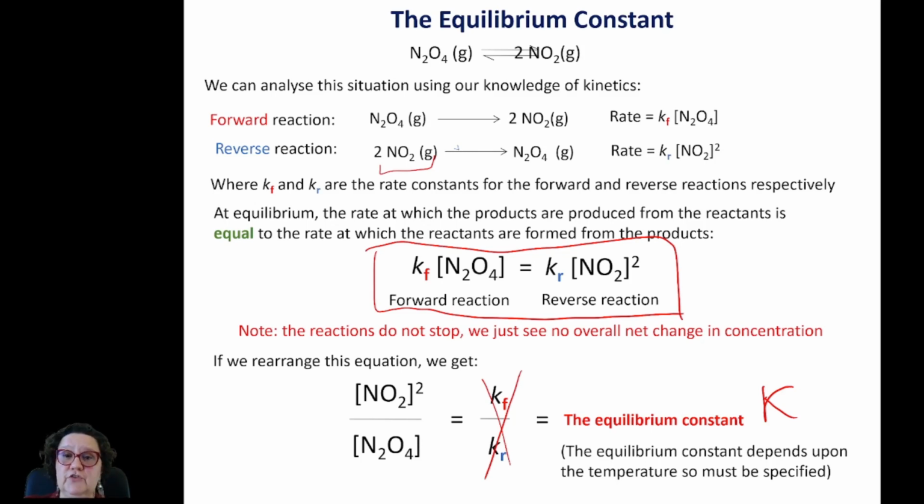And it depends on temperature. Temperature matters because it affects the speed of the reaction. The moment it affects the reaction rate, it affects both rates, forward and reverse, and it will affect when that equilibrium will be reached.